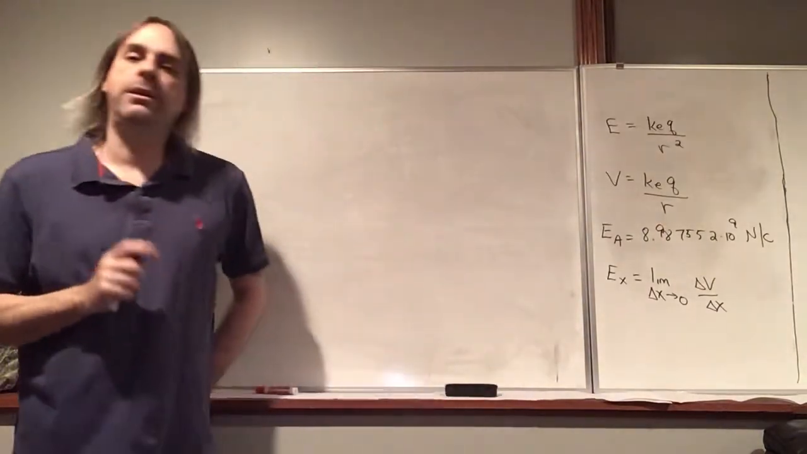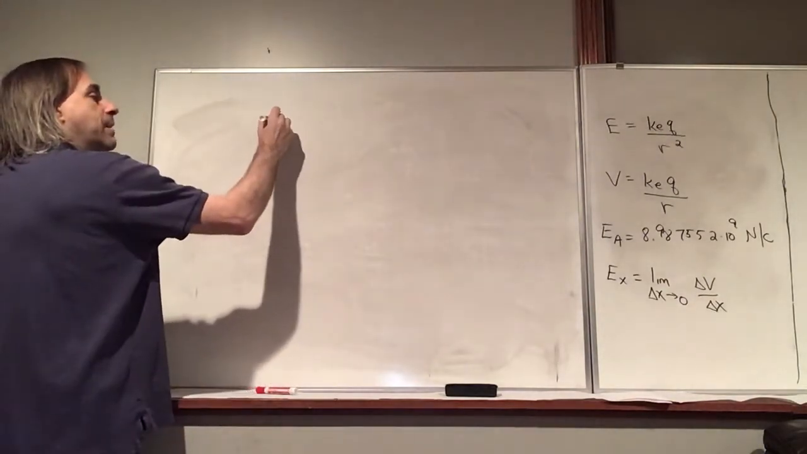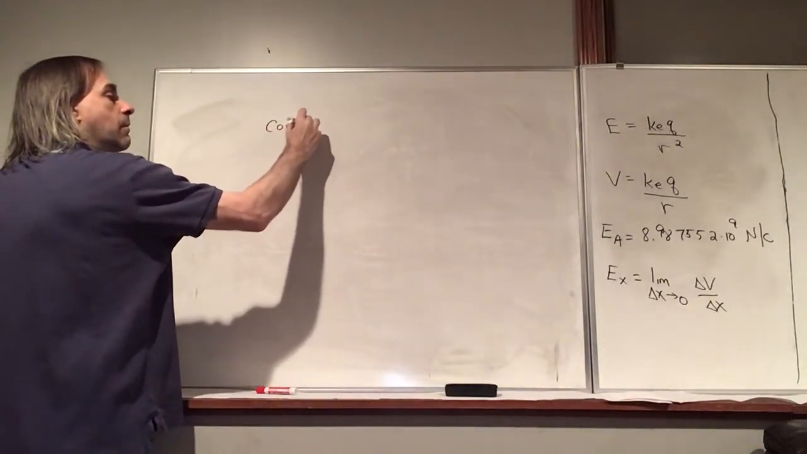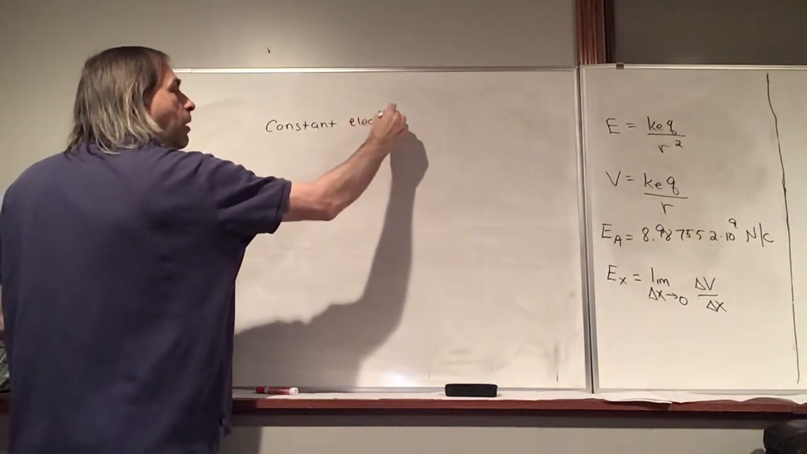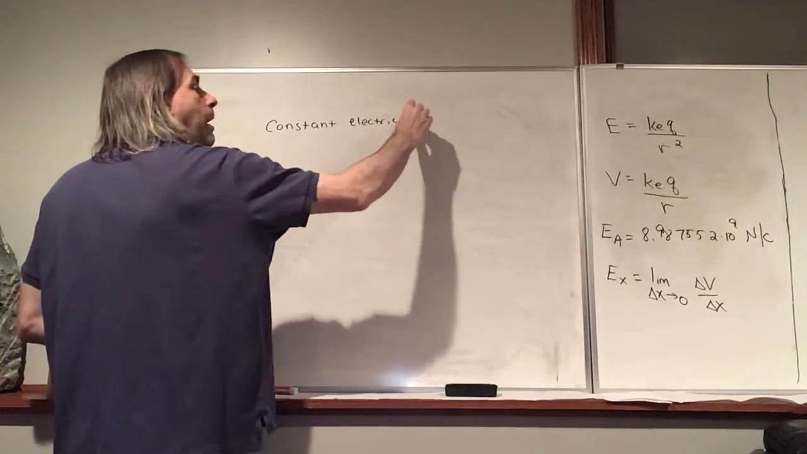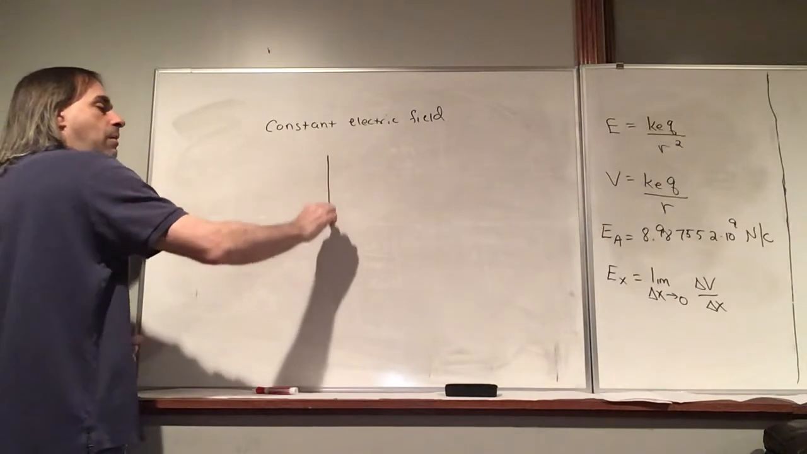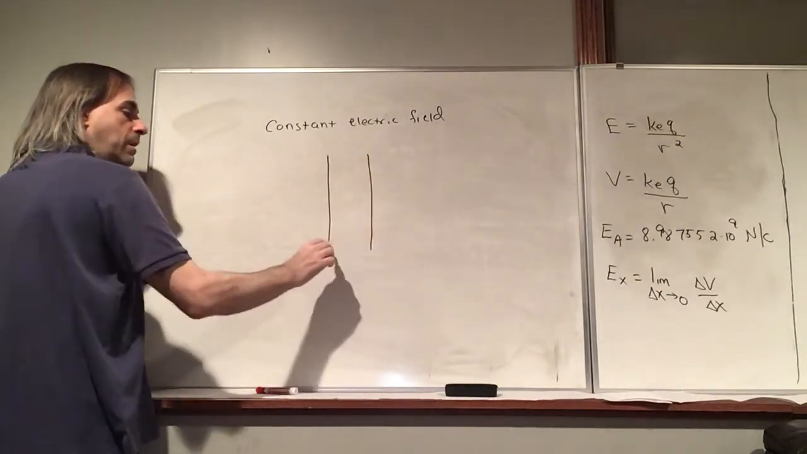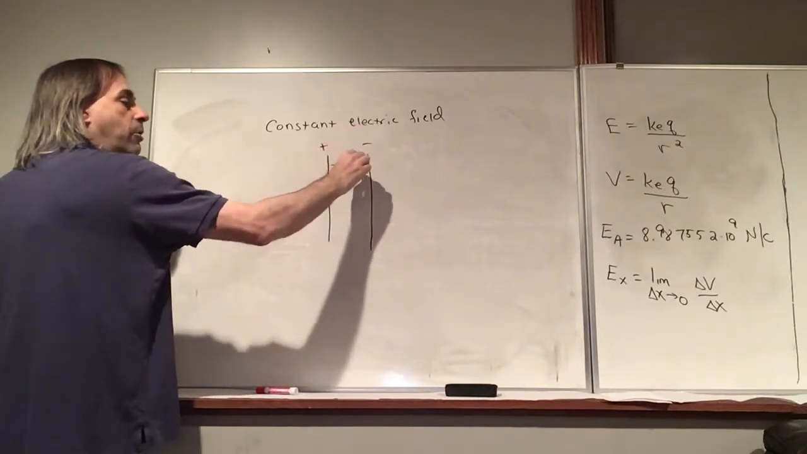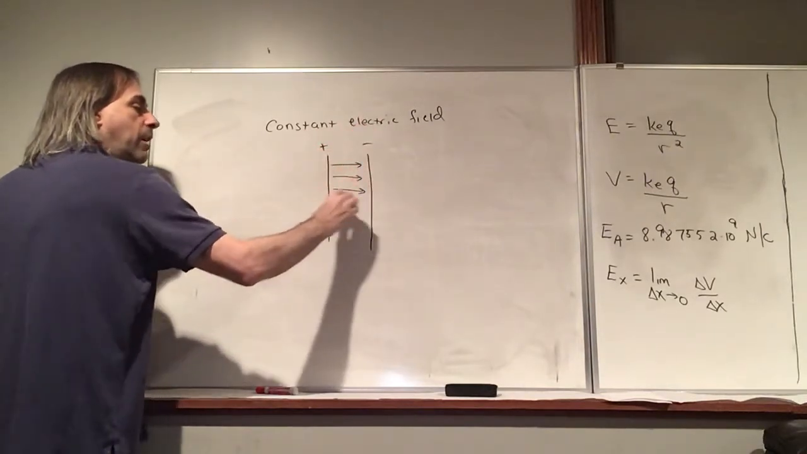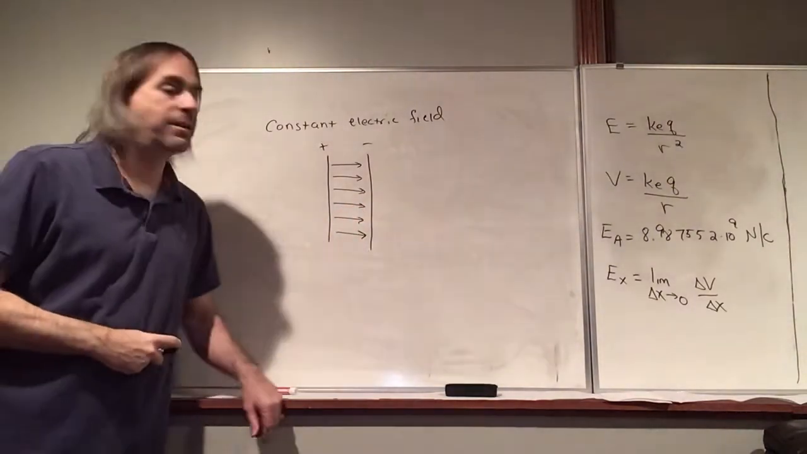Now I said we don't do that here. The one case where we would do this is when we have a constant electric field. We're going to talk very soon about how we could produce a constant electric field, and that's a device called a parallel plate capacitor. So say we have 2 plates, one positively charged, one negatively charged. The electric field is going to go straight from the positive plate to the negative plate. We're going to talk more about this later.